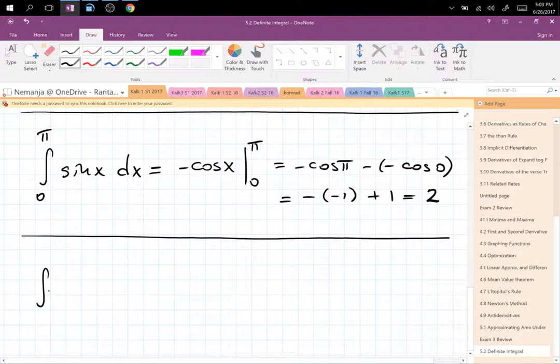The next one, 3x squared plus 2x minus 1, computed from 1 to 10 dx.